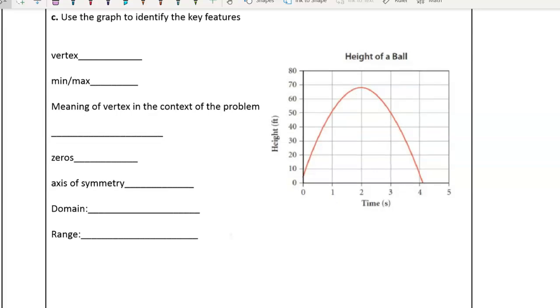Okay. All right, part C, use the graph to identify key features. So we're going to identify the vertex, but let's pause really quick. We have a graph here that is talking about the height of a ball. It says the x value is time and the y value is height. Because it starts so low and it's going up in height, maybe it's being thrown or bounced off the ground. So it's either being thrown, so it creates a parabola, goes up and down, or it's being shot towards the ground to bounce up and create a parabola again.